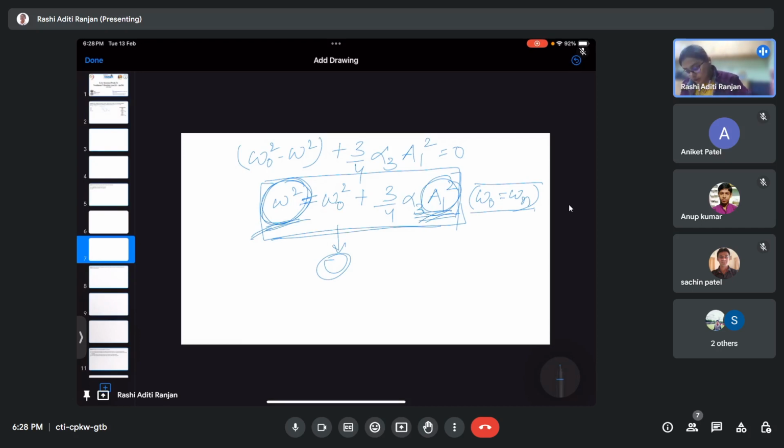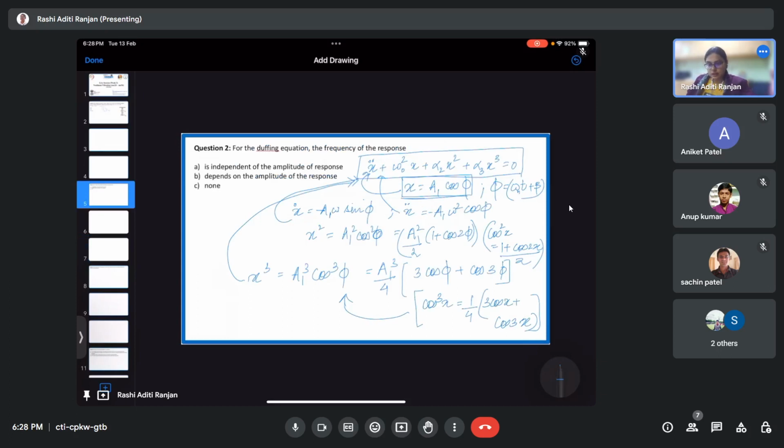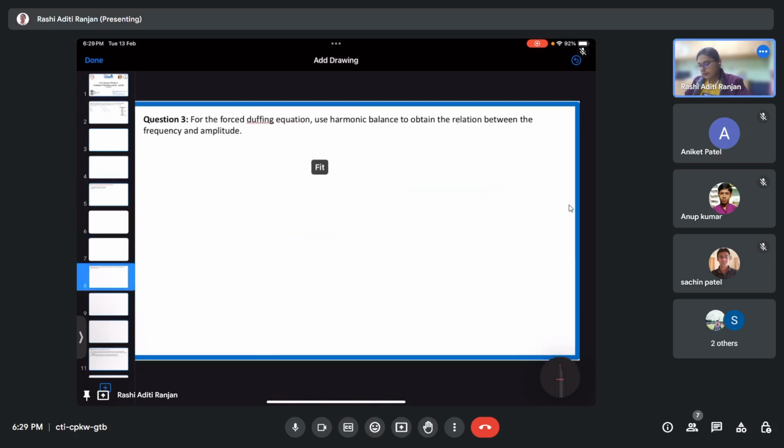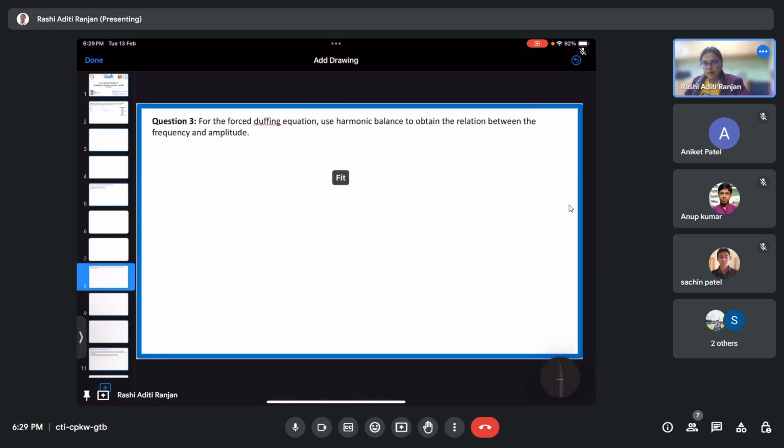Okay, whatever. So we'll just see that in this case, omega is dependent on A1. So for this question, which asks whether, for the Duffing equation, the frequency of the response is independent of the amplitude of the response or depends on it, the correct answer would be that it will depend. I hope that it is clear to you all. If you will have any question, then please ask.